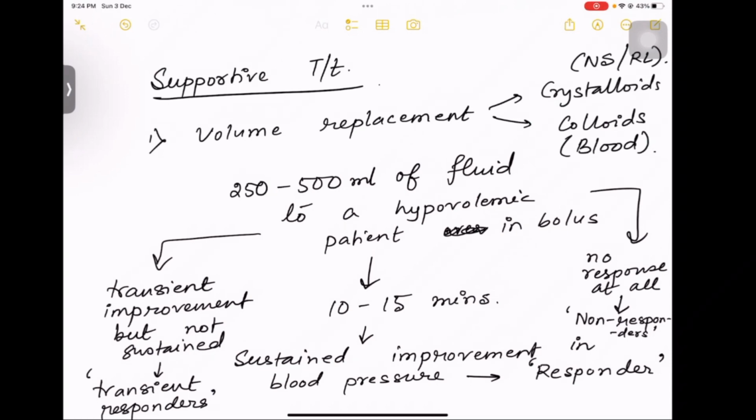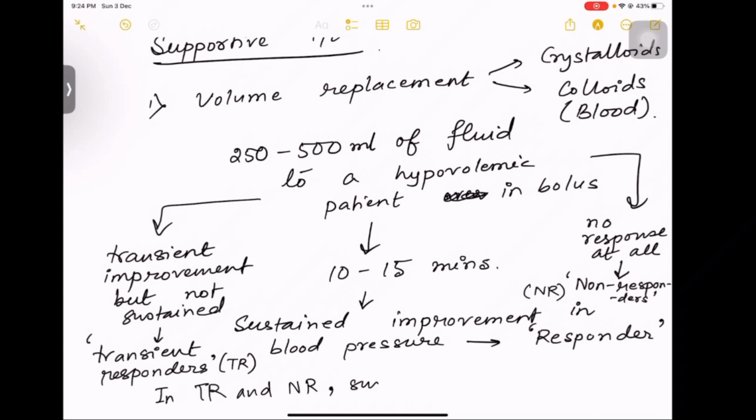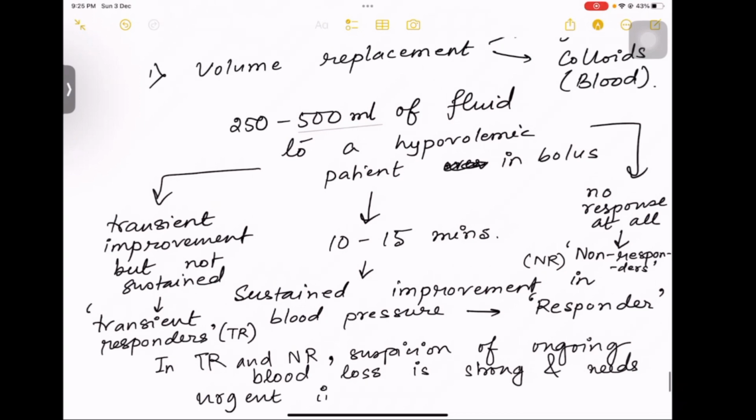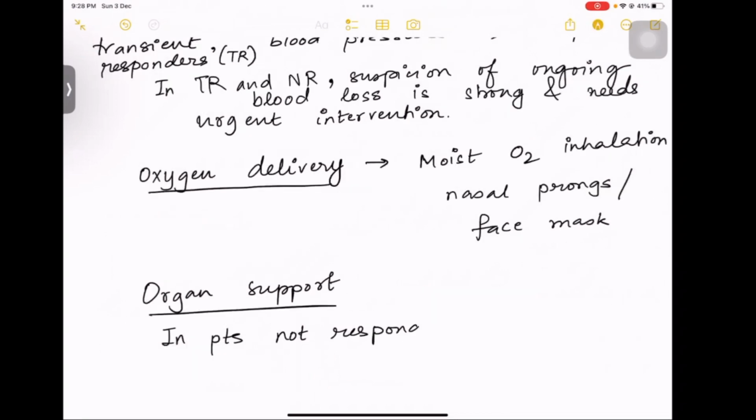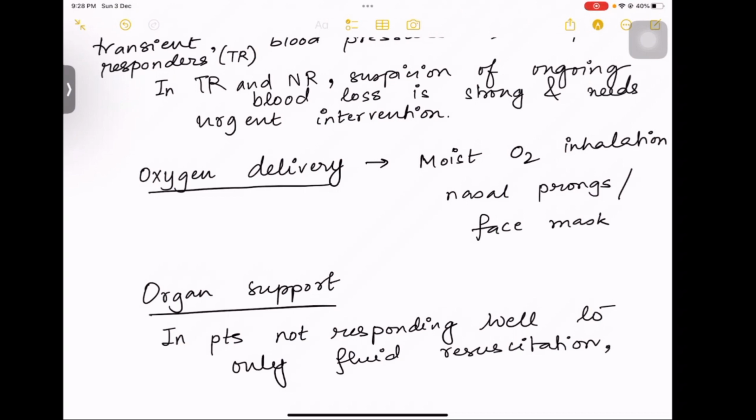Our further treatment will depend on whether the patient is a responder, transient responder, or a non-responder. In case of a transient responder and non-responder, suspicion of ongoing blood loss is strong, and that requires urgent intervention. So now you have to go for oxygen delivery as the second step. First, you have to stabilize the vitals by giving volume of blood. Then oxygen delivery is by oxygen inhalation, by nasal prongs or nasal mask.